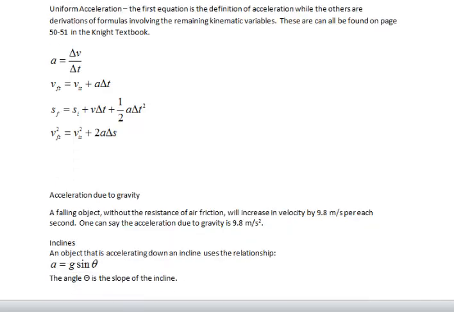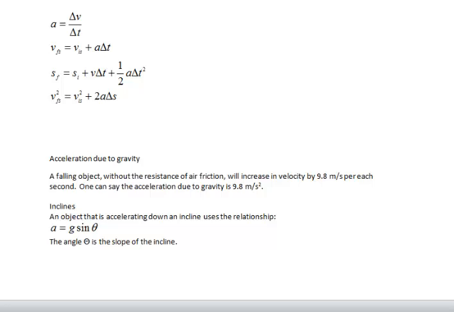In terms of acceleration due to gravity, we know from last year that without the resistance of air friction, velocity increases by 9.8 meters per second each second. So starting at a free fall, starting at 0, it's going to be going at 9.8 meters per second after 1 second. After 2 seconds, it will double that, 19.6. After 3, it will be 29.4. So it continues to increase at this amount of velocity per each second. So one can say also it's accelerating at 9.8 meters per second squared.